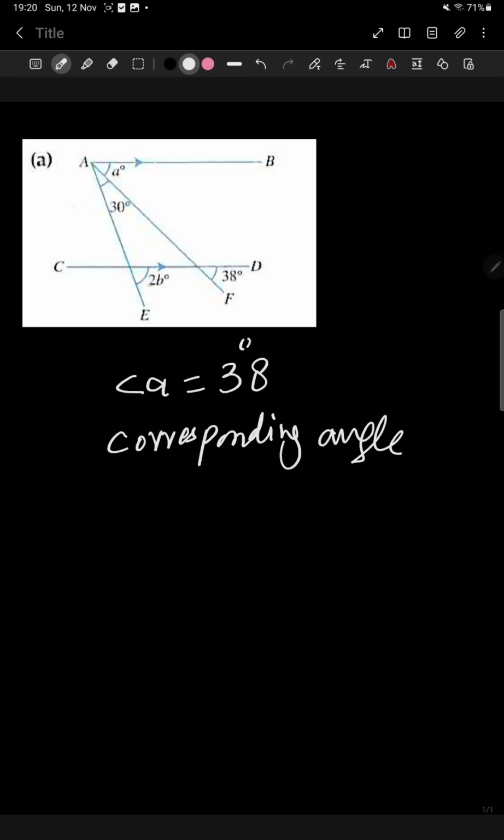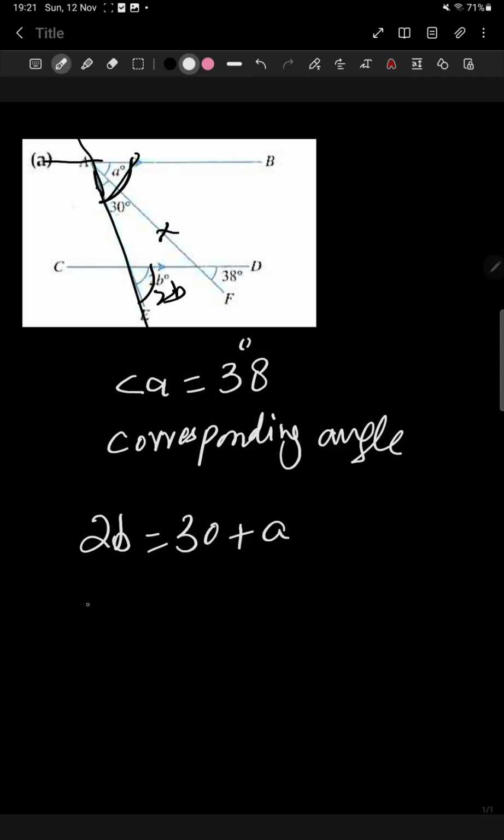Next, 2B हमें फाइंड करना है. So हम इस ट्रांसवर्सल को इस वक्त कंसिडर नहीं करेंगे. We are considering only this one because this one transversal is making 2B over here. So इसके करस्पॉन्डिंग एंगल, this whole is this one. This whole is corresponding to this. So 2B must be equal to 30 plus A, and A की वैल्यू हमें ऑलरेडी मालूम है.